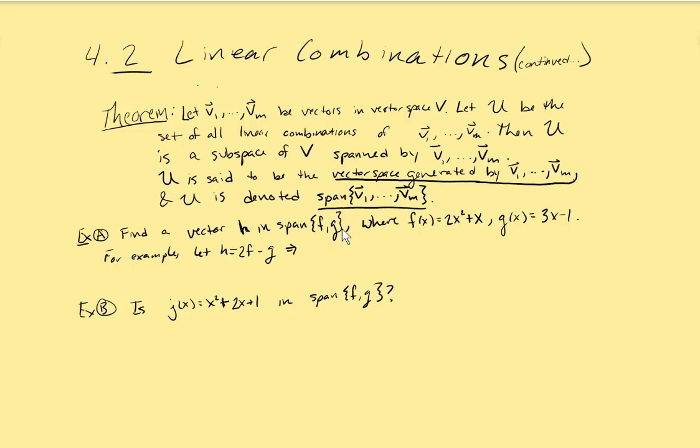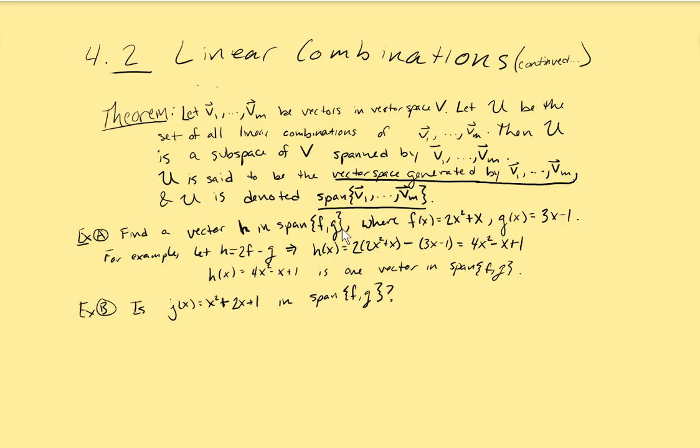And all that really means is that h of x is 2 times what f of x equals minus a single copy of what g equals. And if we simplify that down, 4x squared minus x plus 1. So we could say h of x, the way we've defined it, is one vector in the span of f and g. Right? So that's not too bad.